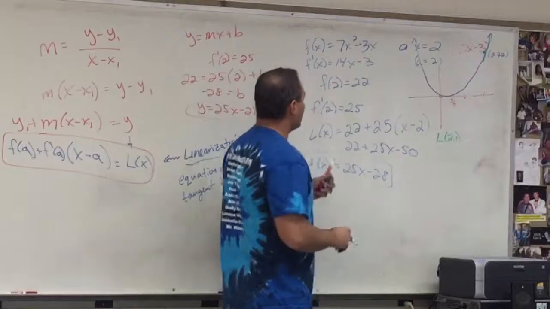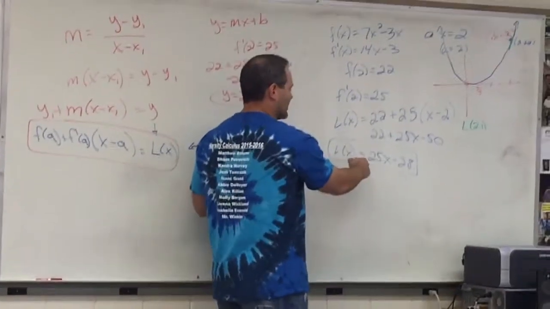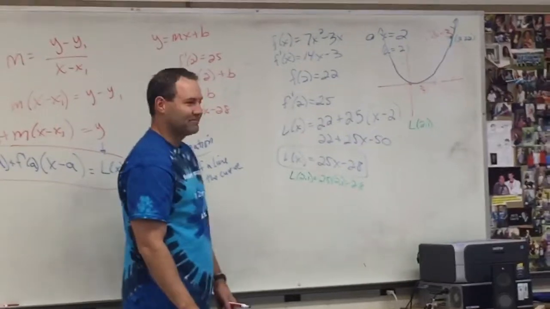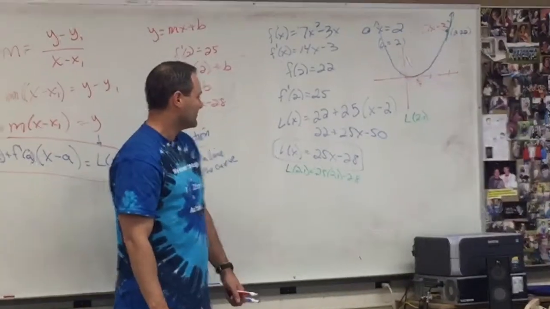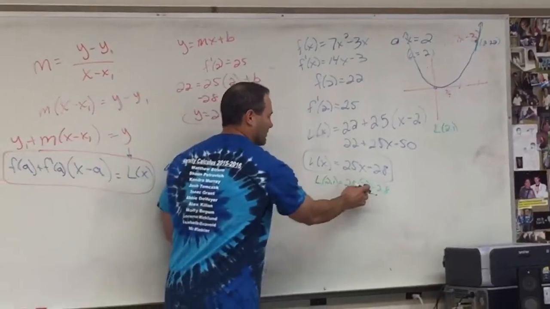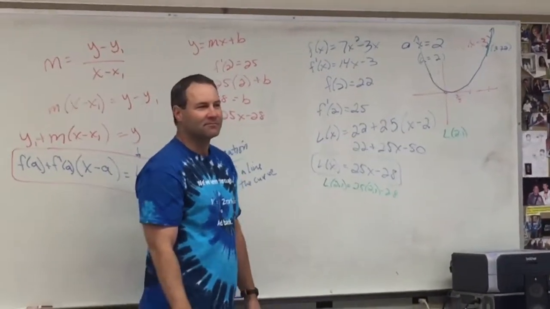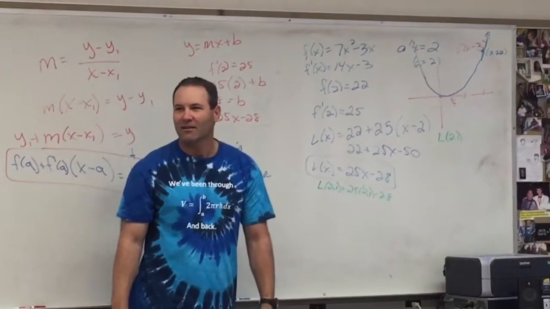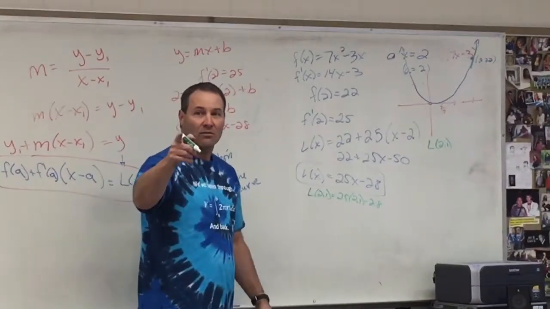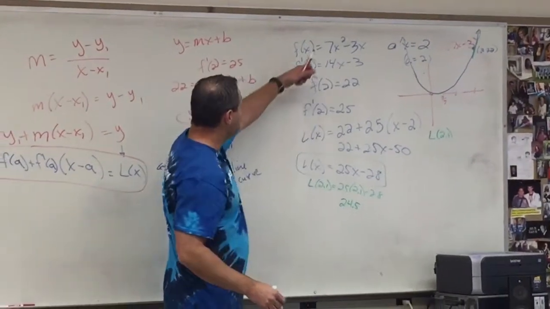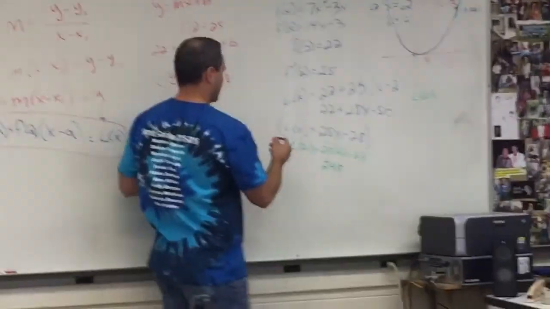Okay, so if I plugged 2.1 into our linearization, what's 25 times 2.1 minus 28? 52.5 minus 28 is 24.5. What is it? 24.5. And what is f of 2.1?